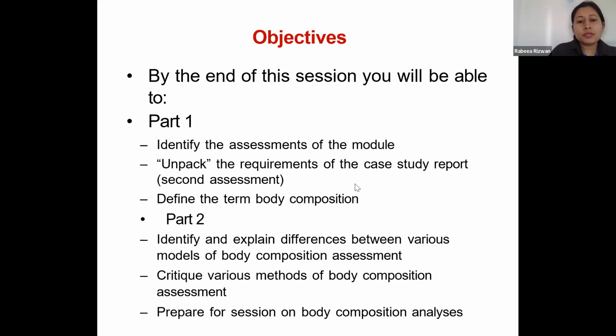Today's objectives, as already told you: in part 1 you have completed your assessments about the module. You are going to do part 1, an examination of multiple choice questions, and that will be for 30 minutes. The other assessment will be a case report study. In part 1, you also covered what body composition actually is. Now in part 2 of session 1, you are going to study the methods to evaluate body composition.